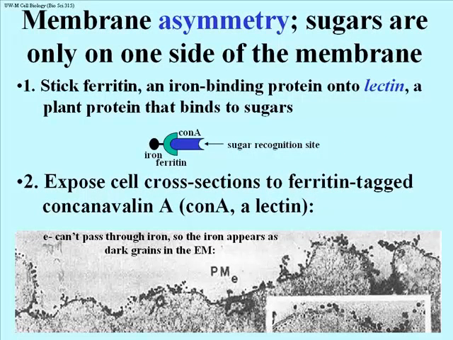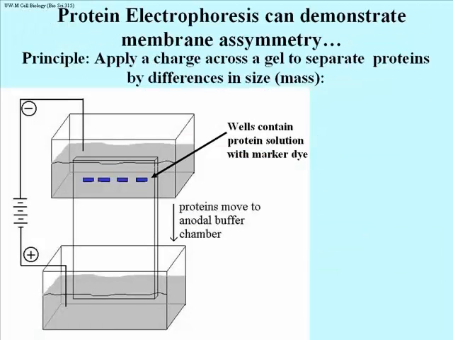So that means that sugars are only found on the outside, or extracellular surface, of plasma membranes. Here's another experiment that demonstrates membrane asymmetry. And to explain this, I have to go a little bit into electrophoresis, which we'll be talking about in several contexts. So let's have a quick general explanation of electrophoresis.